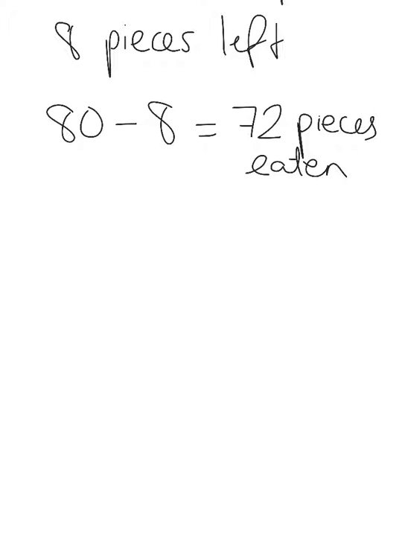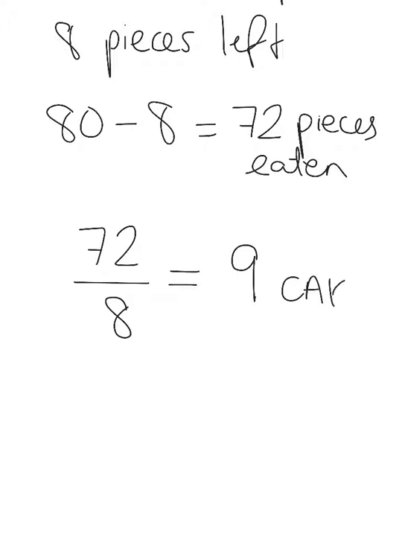But I want to know how many whole cakes were eaten. I have 72 pieces and there were 8 pieces in each cake. So if I divide 72 pieces by 8 pieces per cake, 72 divided by 8 is 9. So I've got 9 whole cakes were eaten.